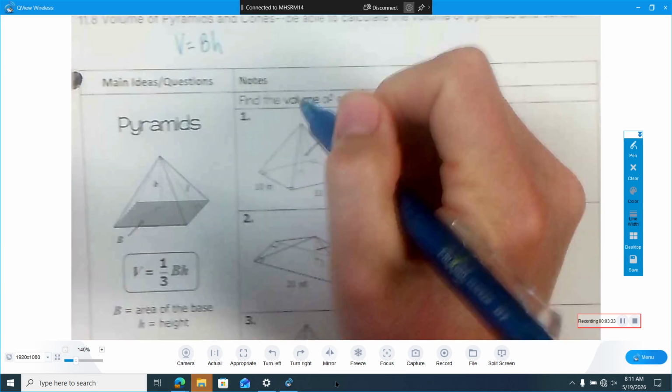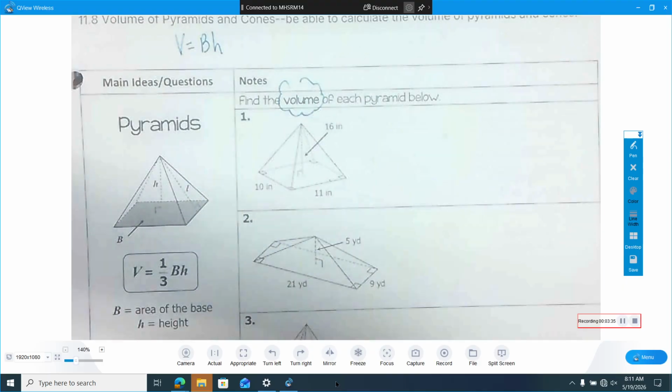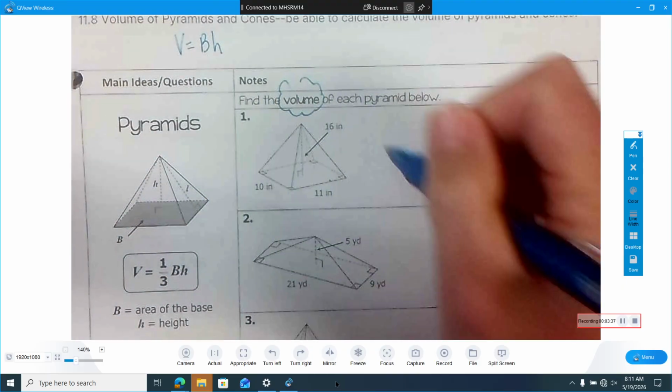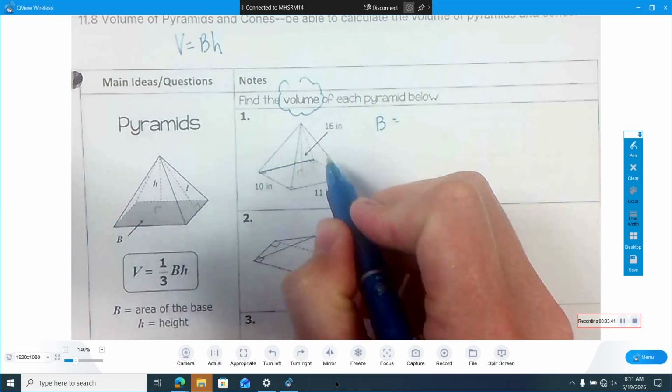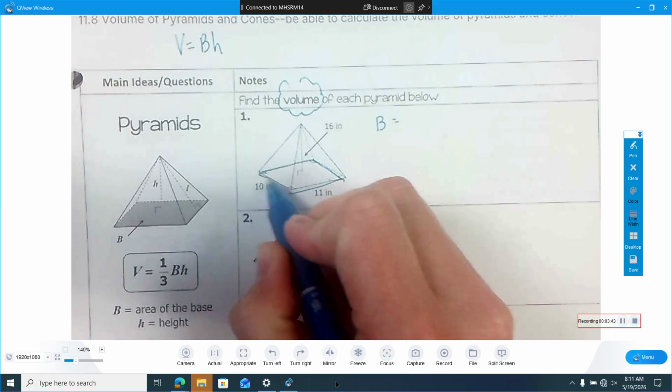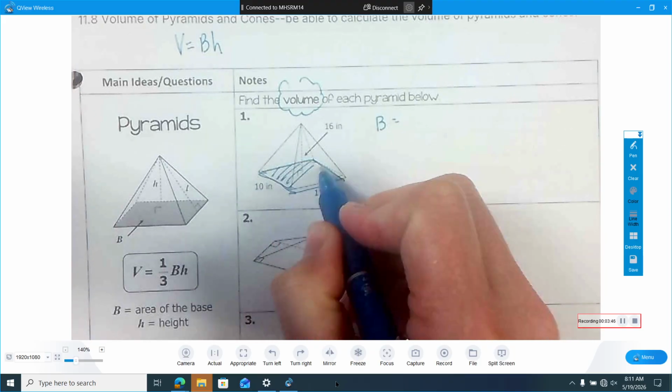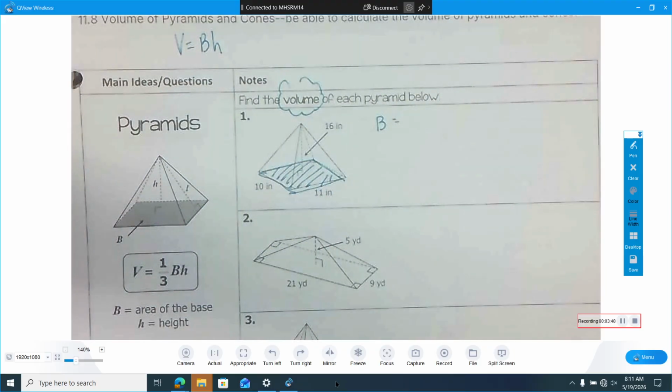And so here, let's do a couple of these. To find the volume of the pyramid, I need the area of the base. And again, here is our little base. What shape is our base? A square. Not a square. Rectangle. It is a rectangle. And how do we find the area of that rectangle?